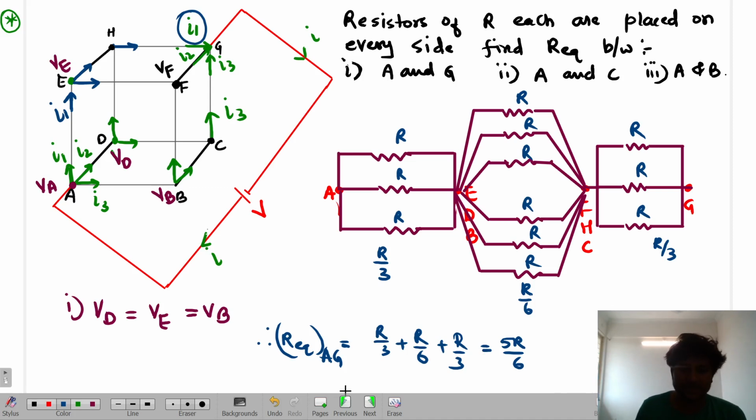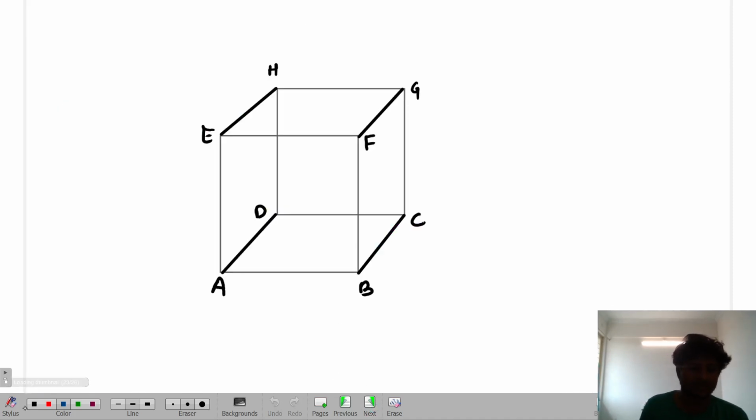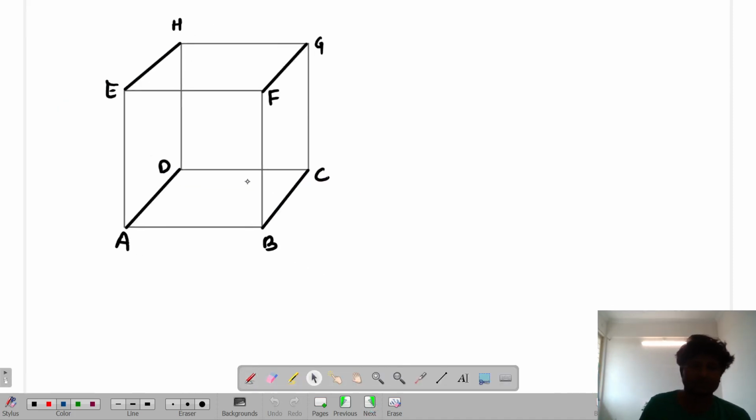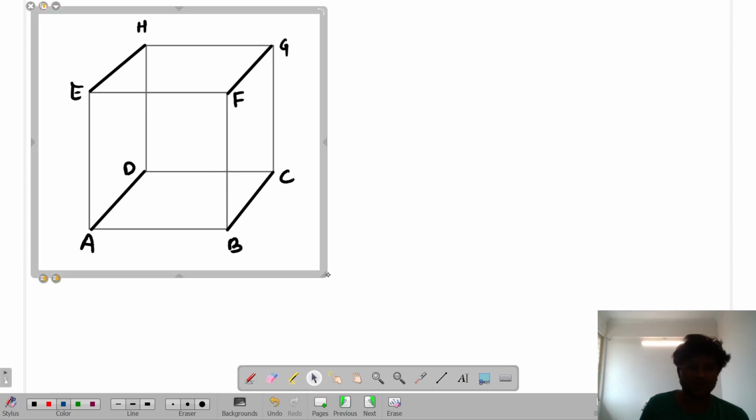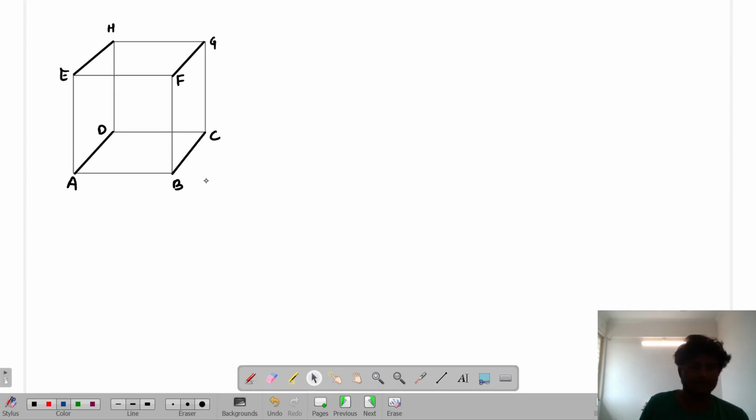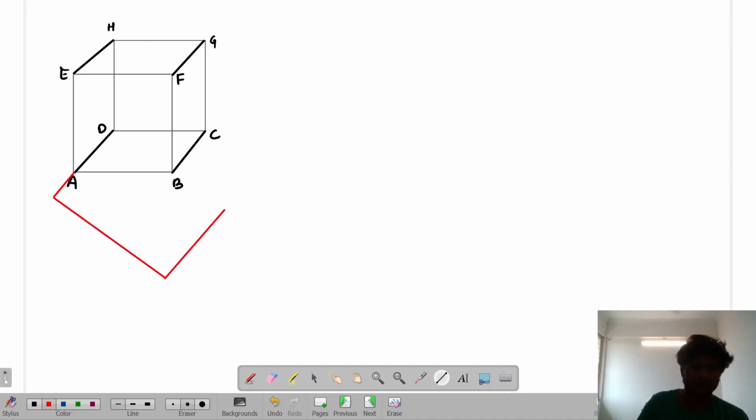Then between A and C it is asking. Second, once again you have to draw the battery. Yeah, so connect this with the battery. Are you able to get me?